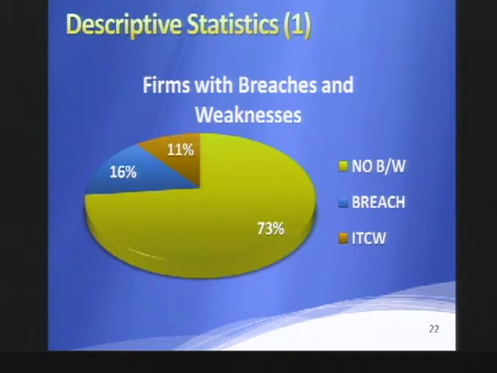2008. Because the Sarbanes-Oxley Act was announced in 2003, I just collected internal control weaknesses between 2004 and 2008. Okay, so just 37% didn't have any breaches or weaknesses. Just 16% of firms experienced breaches, and 11% of firms experienced weaknesses. But a small number of firms experienced both breaches and weaknesses, and I ignored those kinds of firms.